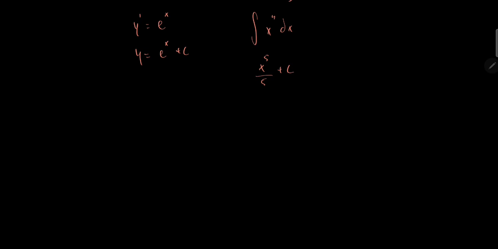Now, let's say we had the derivative y prime equals sine x and it passes through the point 0, 2. How would we solve for this? Well, first, we would solve for the antiderivative. So the antiderivative of sine x is negative cosine x, right?